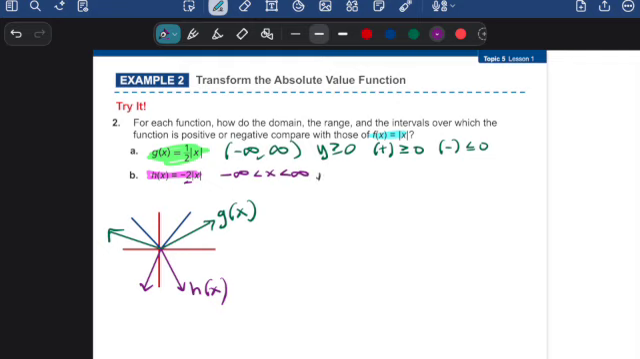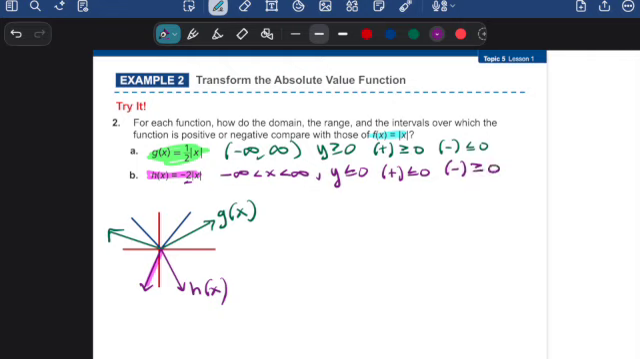The range now is less than or equal to 0, because only negative values, and it is increasing, or it is positive now when x is less than or equal to 0. So now my positive slope is when x is less than 0, and it is going to be decreasing, or have a negative slope, now when x is greater than or equal to 0.